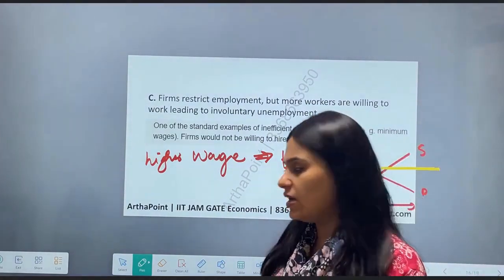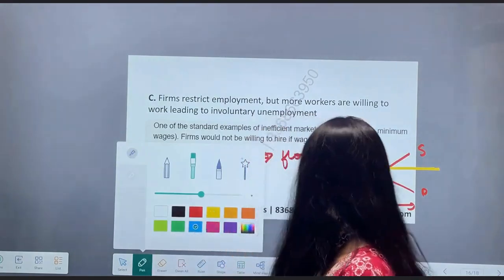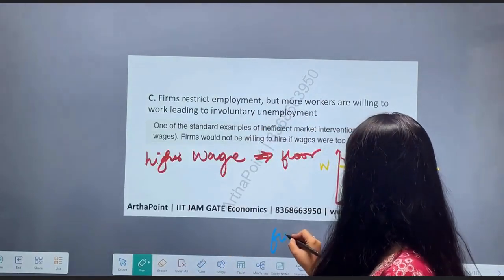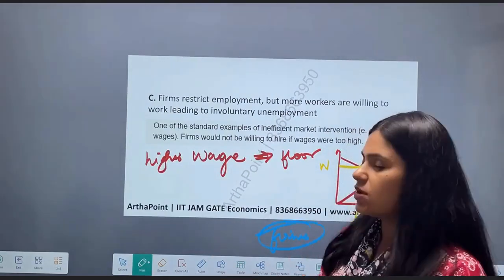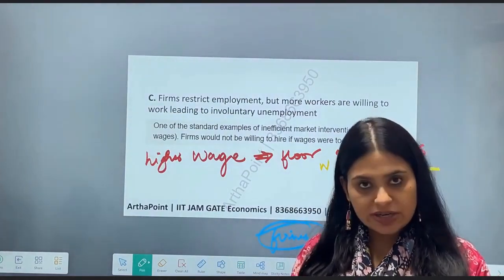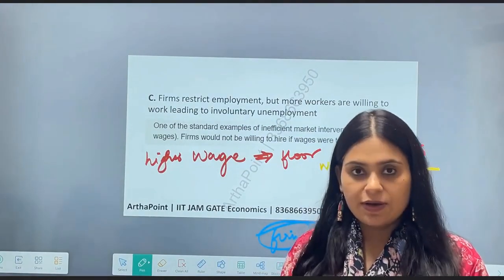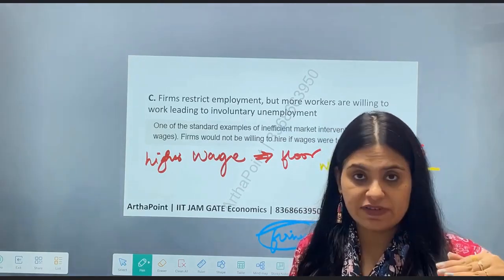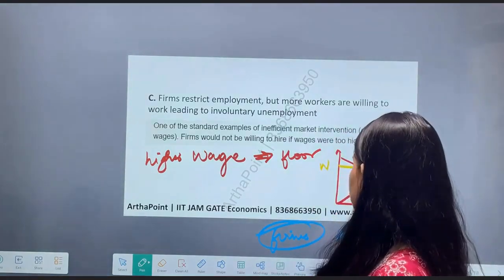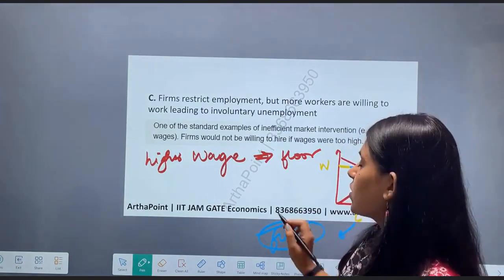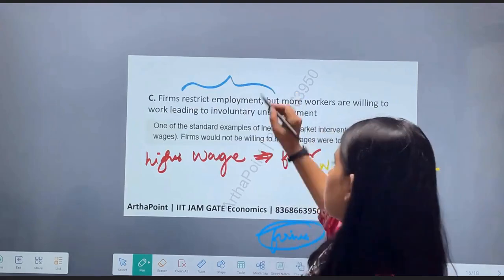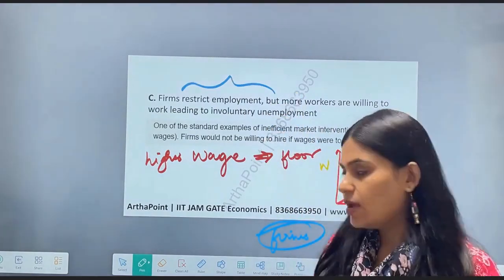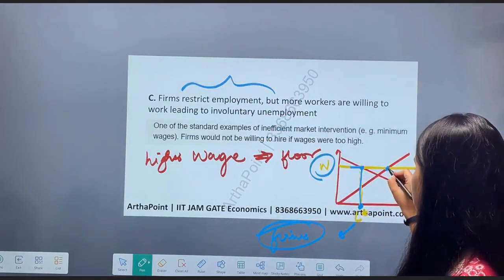Who is demanding labor? It is the firms that are demanding labor. तो जो labor की demand है ये firms की side से आ रही है. So I have restricted the demand क्योंकि wage ज़्यादा देनी पड़ रही है because you have to pay a higher wage. So therefore with higher wage you will demand less labor. So employment will be restricted. Clear है?